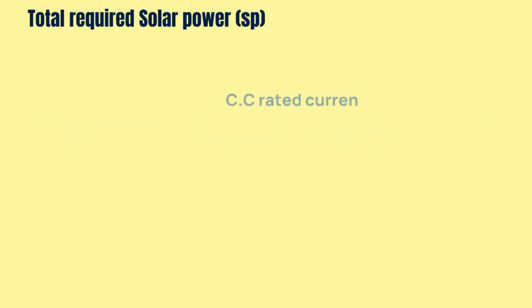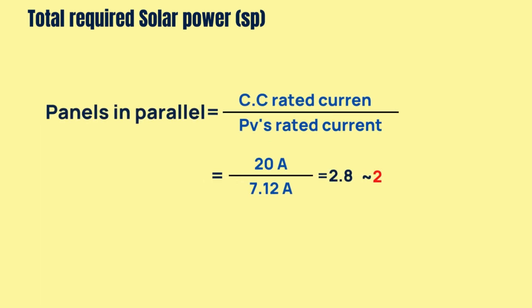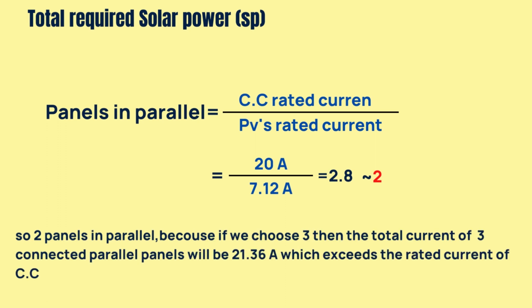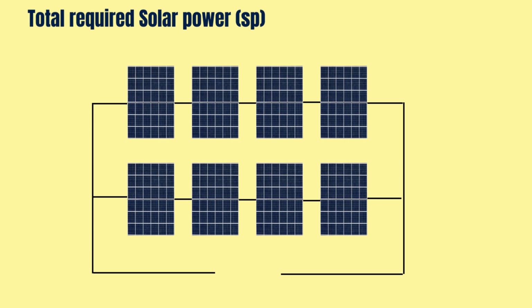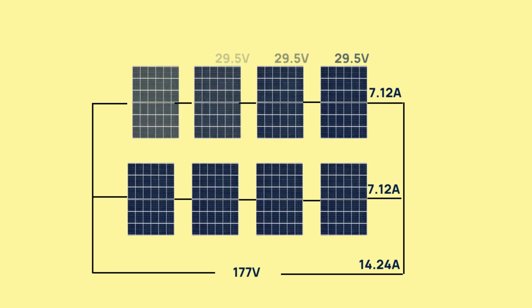We can determine how many panels should be in parallel by dividing the charge controller's rated current by the PV's rated current. From the PV's datasheet, we get 2.8. If we choose 3, then the total current of 3 parallel-connected panels is 21.31 amperes, which exceeds the rated current of the charge controller, so we'll choose 2 panels in parallel and 4 in series. And our panel connection will be like that. For the parallel connection, the current is 14.24 amperes, which is less than the rated current of the charge controller. And for the series connection, the voltage is 177 volts.